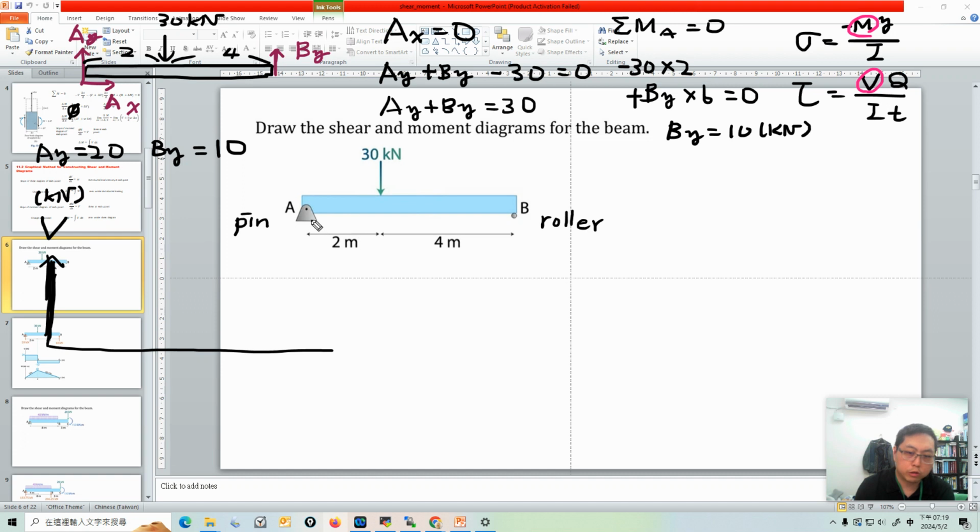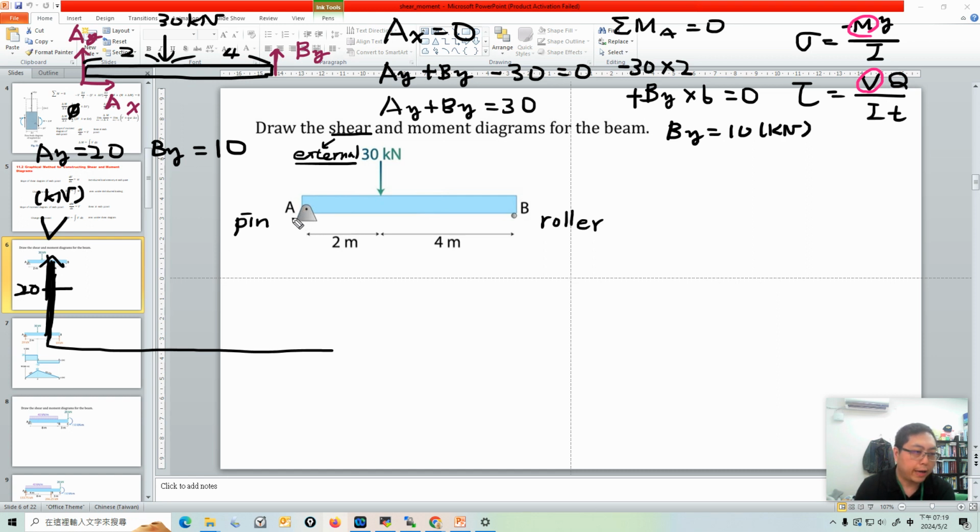So we start and draw from A. The shear force is external. External shear is just the reaction force that you solve. So AY is 20. Let's say 20 is here, 20 kilonewton.